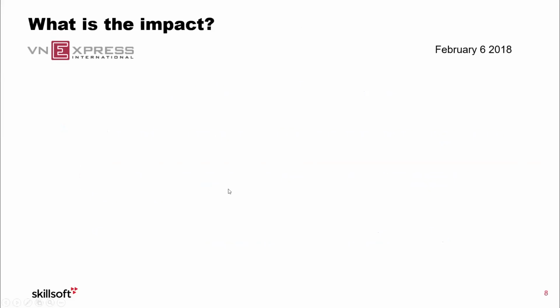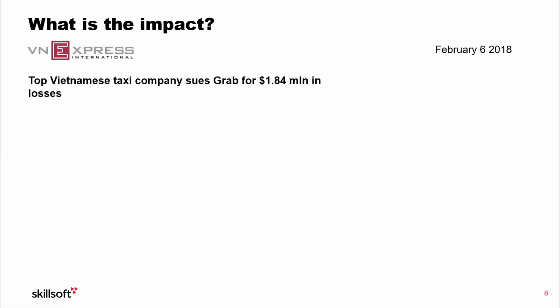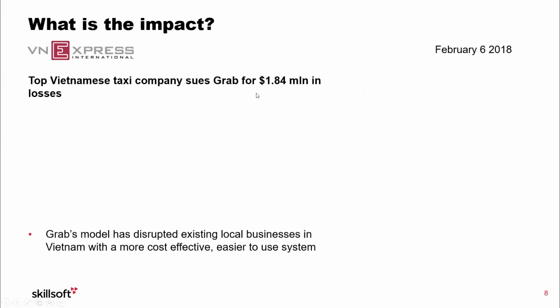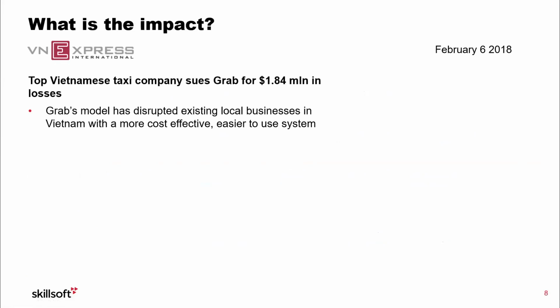So if we have a look at what this is actually doing locally, if you have a look at an article in VN Express, top Vietnamese taxi company sues Grab for $1.8 million in losses. Grab's business model has completely disrupted the taxi industry in Vietnam to an extent that the Vietnamese cab owners have tried to sue Grab for 1.8 million. Now, in so many respects, there is not much they can do about that because this has been sanctioned by the Vietnamese government. And the Vietnamese government has embraced this new business model that Grab has taken to market.